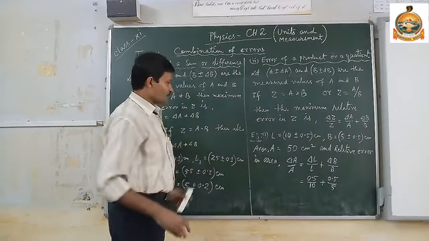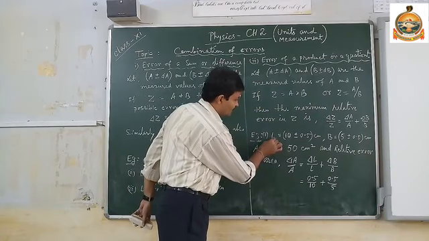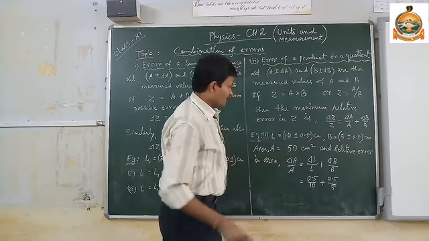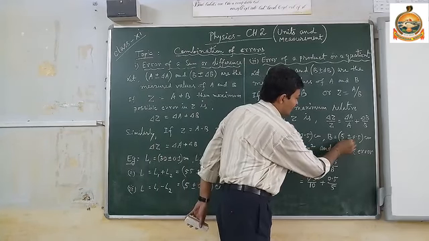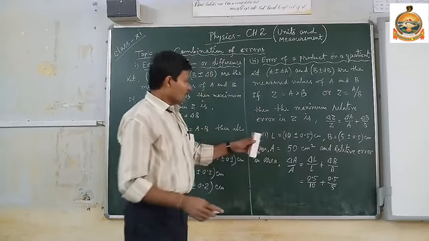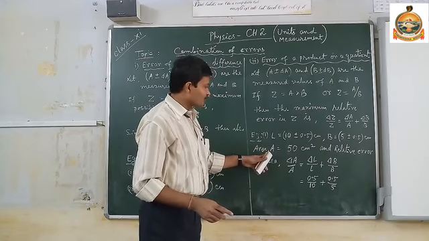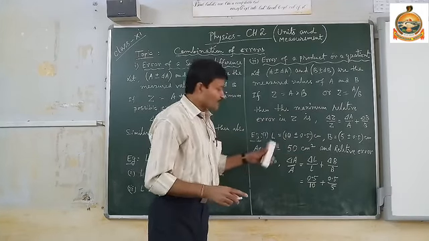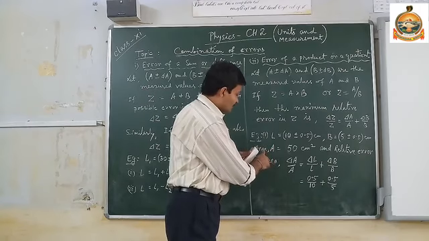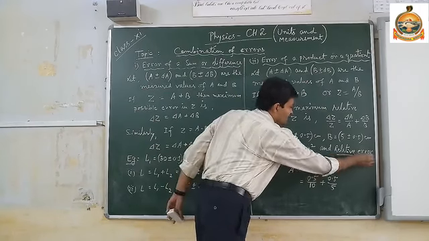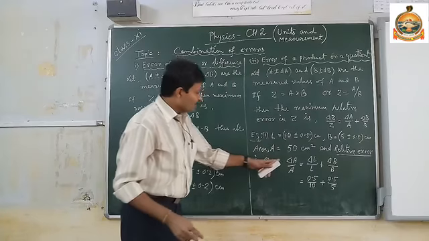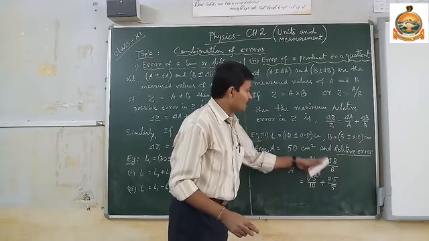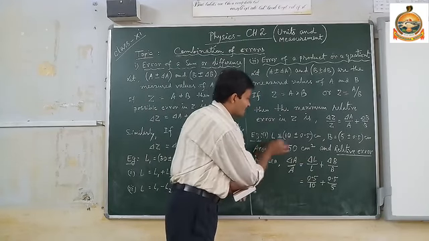For example, see this example. Consider the length of a rectangle is 10 centimeter, the error is given 0.5, and the breadth is 5 centimeter and the error is given 0.5. Now, if we want to find the area of the rectangle, we get 10 into 5, that means 50 centimeter square. But what will be the error in the final result? The error in the area will be the relative error, and the relative error in area, delta A by A, is equal to the sum of the relative errors of the individual multipliers. Here the individual multipliers are length and breadth.